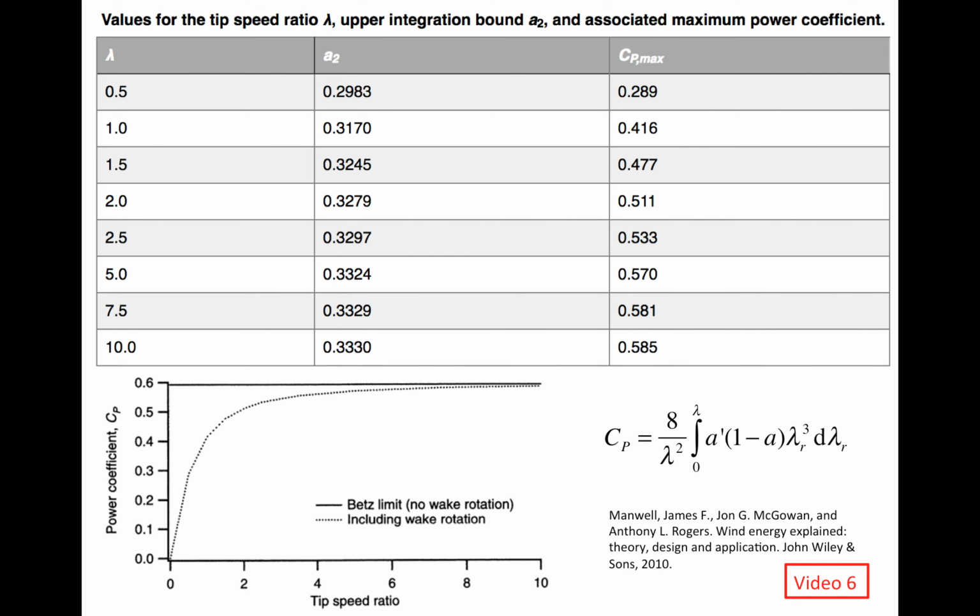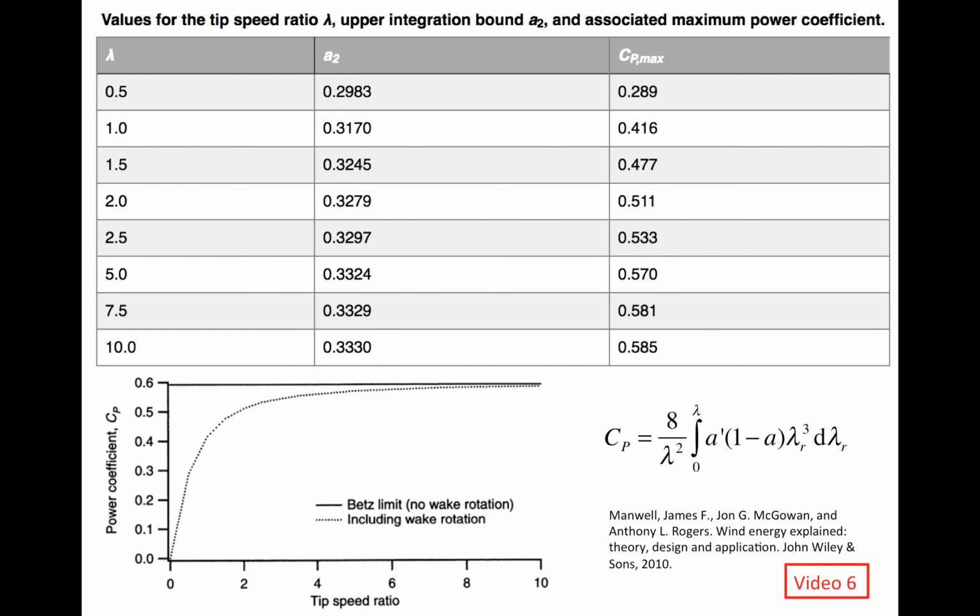This Cp-lambda curve does not have the drop. It approaches the Betz limit asymptotically. As we increase lambda, it gets closer and closer to the Betz limit, but it doesn't drop down at very high lambda. So it's different from the Cp-lambda curve computed using the BEM theory.